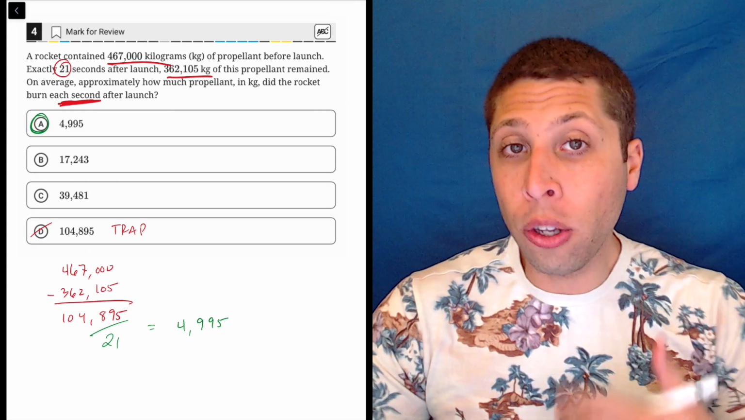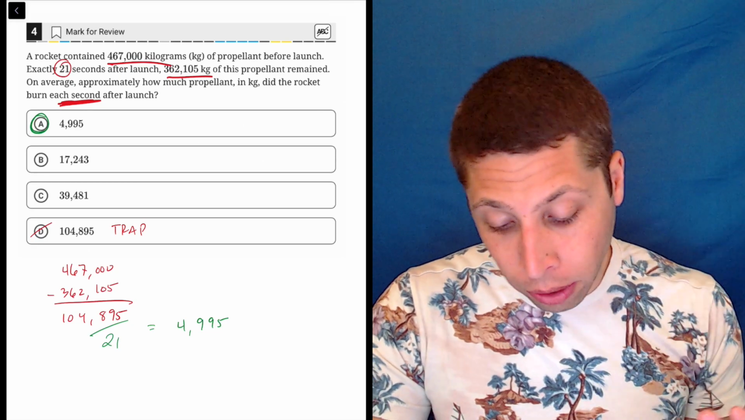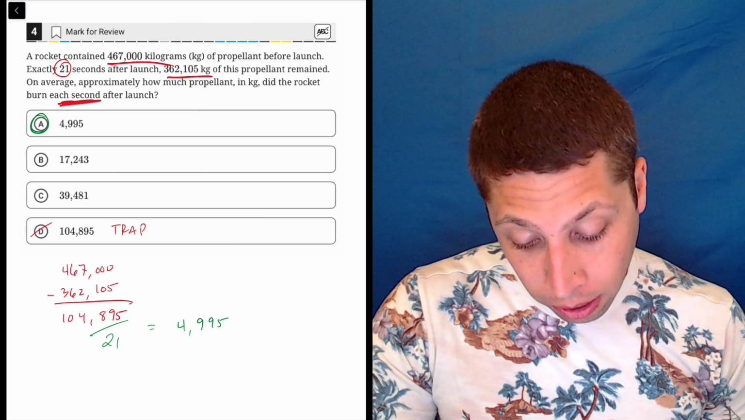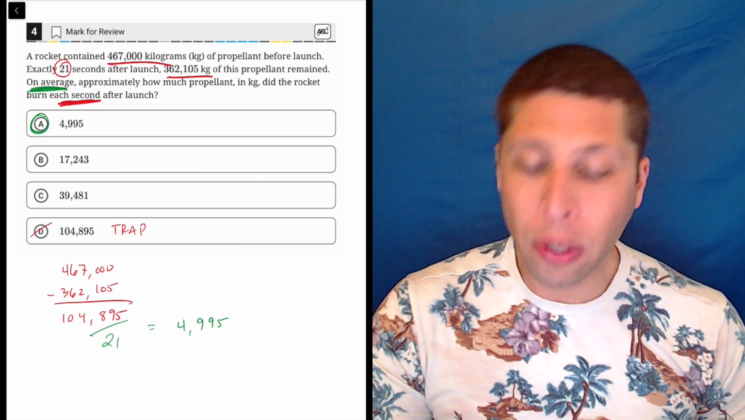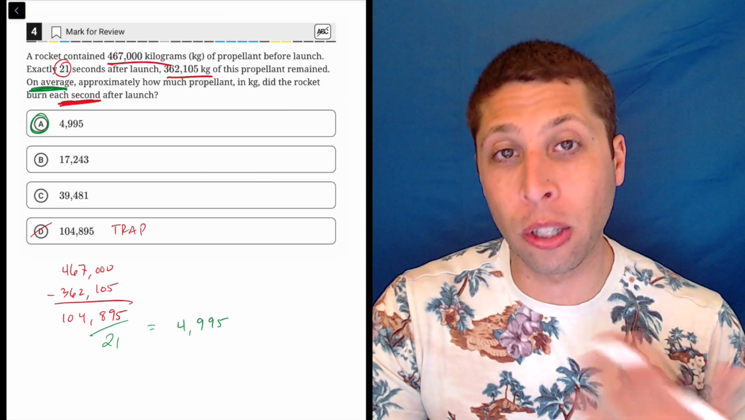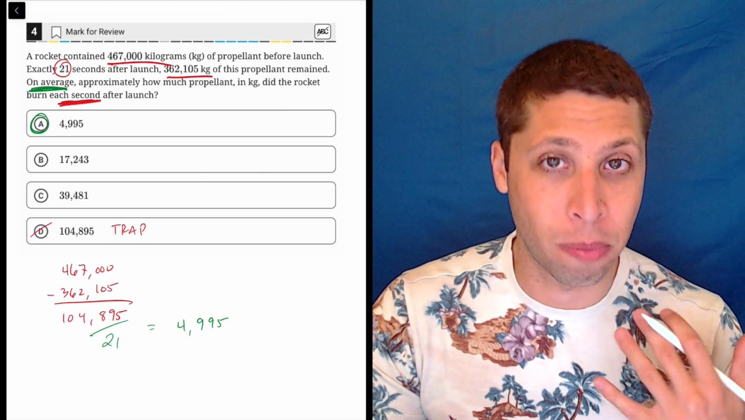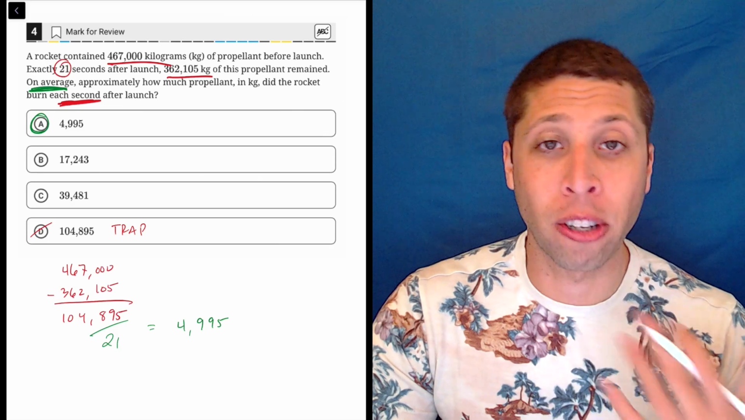So again, you could use an equation here, a linear equation, because they're giving us a constant rate when they talk about on average, but we don't really need to do that. We should just be able to use arithmetic whenever possible because it is just much easier to understand and much less prone to error.